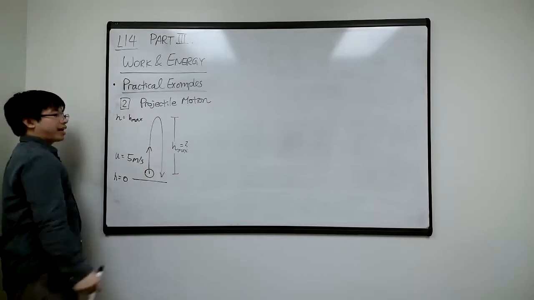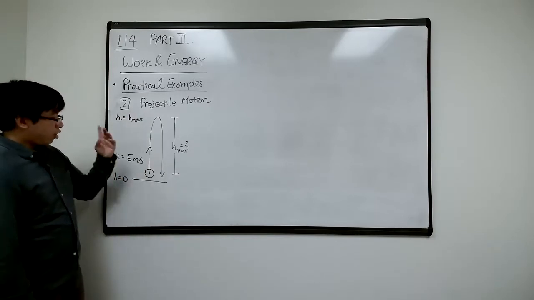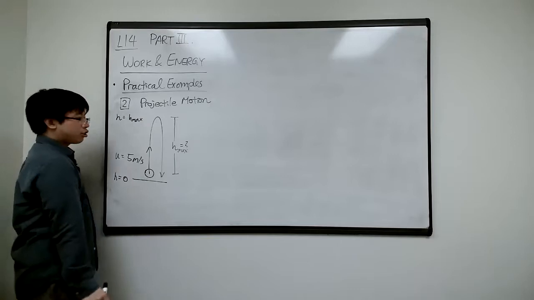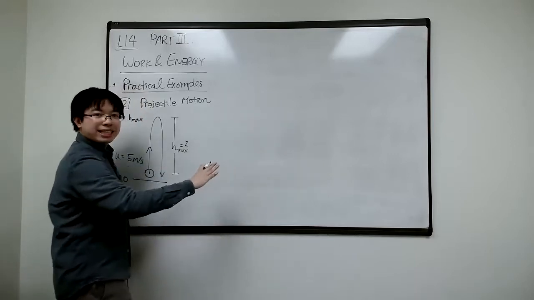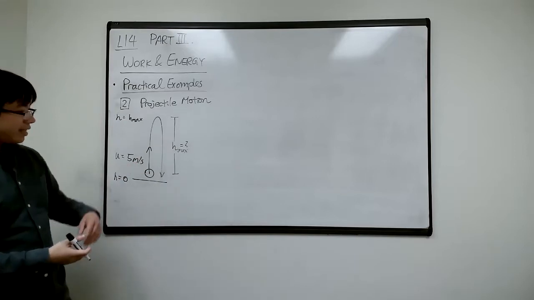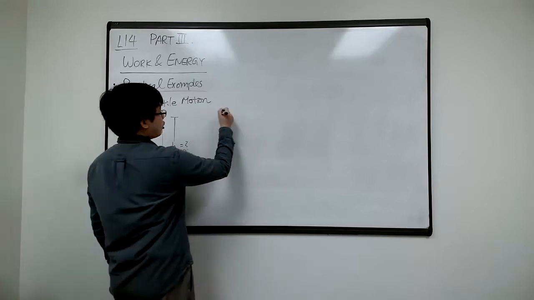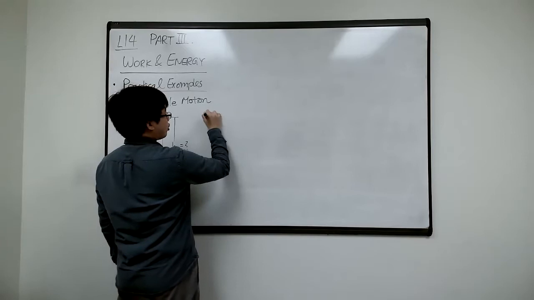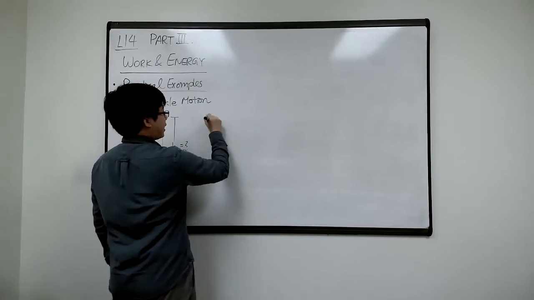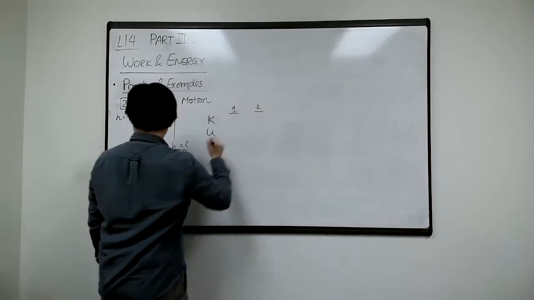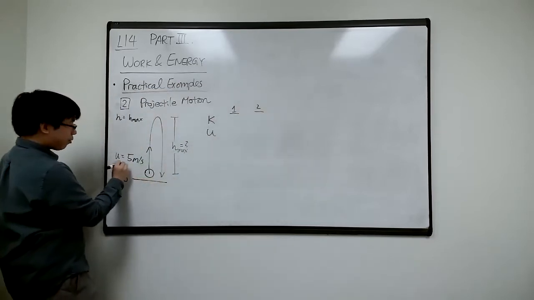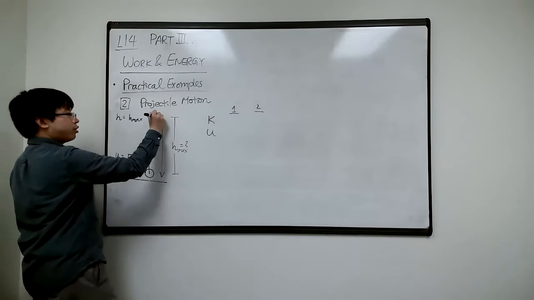Okay, so if you launch it initially with that, what is the gravitational potential energy? You can do it in a table, or there are a couple of ways to do it, so I'll let you choose. You can do kinetic energy and potential energy and pick point 1 and point 2 like this. In this case, this is my point 1, this is my point 2 over here.